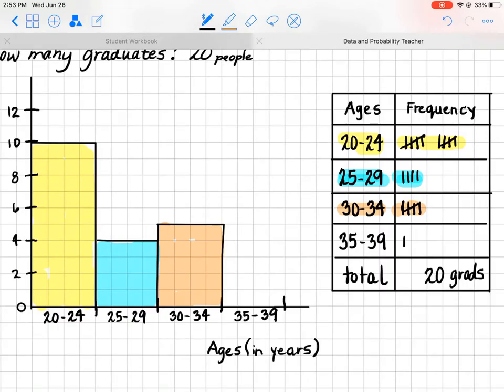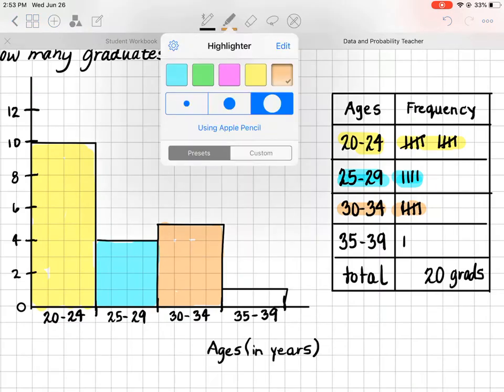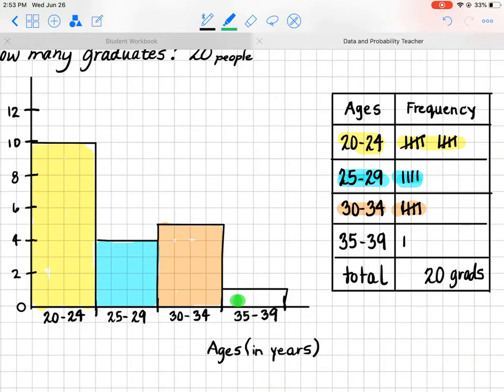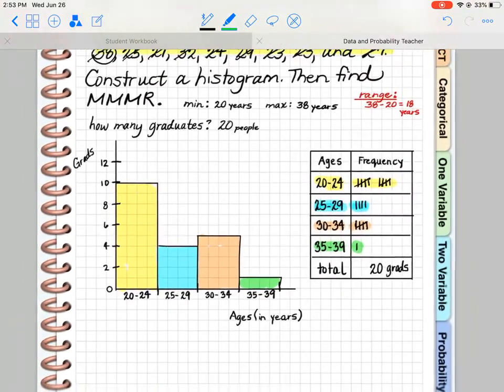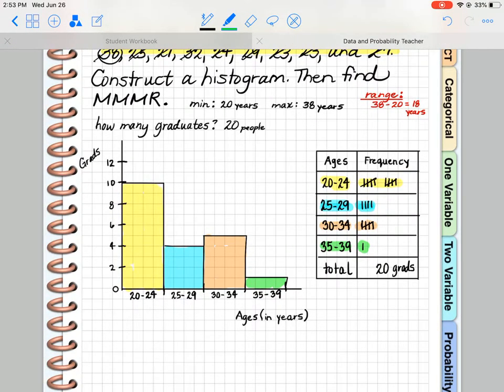And then on this 35 to 39-year-old, this is where my maximum was. We only had 1 graduate in that category. And I admire that person for being able to get through the police academy. That's a tough course. So we're going to color that one maybe green for this person. So you have drawn yourself a histogram. That's the bar graph looking thing. And I don't know why I wrote that way over there, but let's bring it in here. So the histogram is finished.